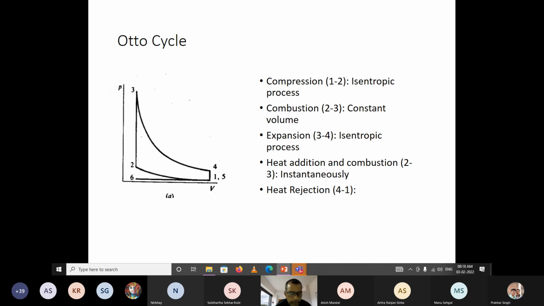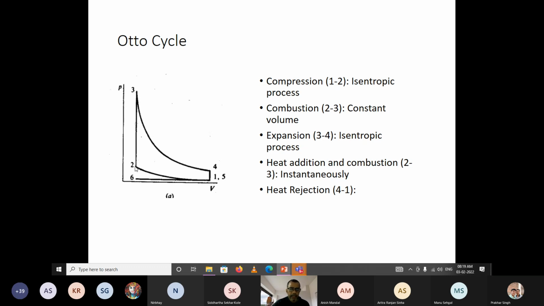V1 by V2, very good, absolutely correct. So 1 is representing when the piston is at the bottom dead center, and 2 is representing the volume when the piston is at the top dead center. From 1 to 2, the piston is moving from the bottom dead center to the top dead center, and it is a compression stroke. 1 to 2, it is a compression stroke, and it is considered an isentropic process.